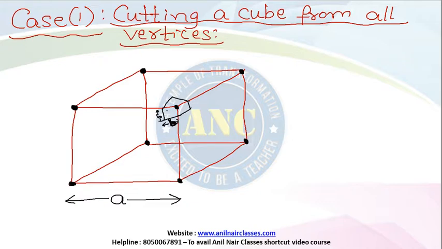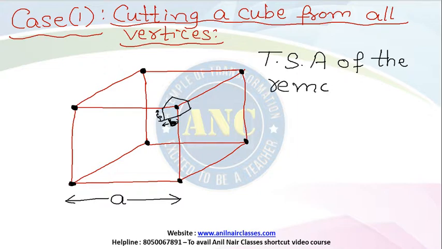Now if I draw a small vertex like this on one of the vertices, and if I want to cut it, my whole agenda is to find the total surface area of the remaining solid. Listen to this carefully, sir. If you understand case 1 properly, I believe that case 2 and case 3 will be pretty easy for you to analyze. I want to find the total surface area of the remaining solid.